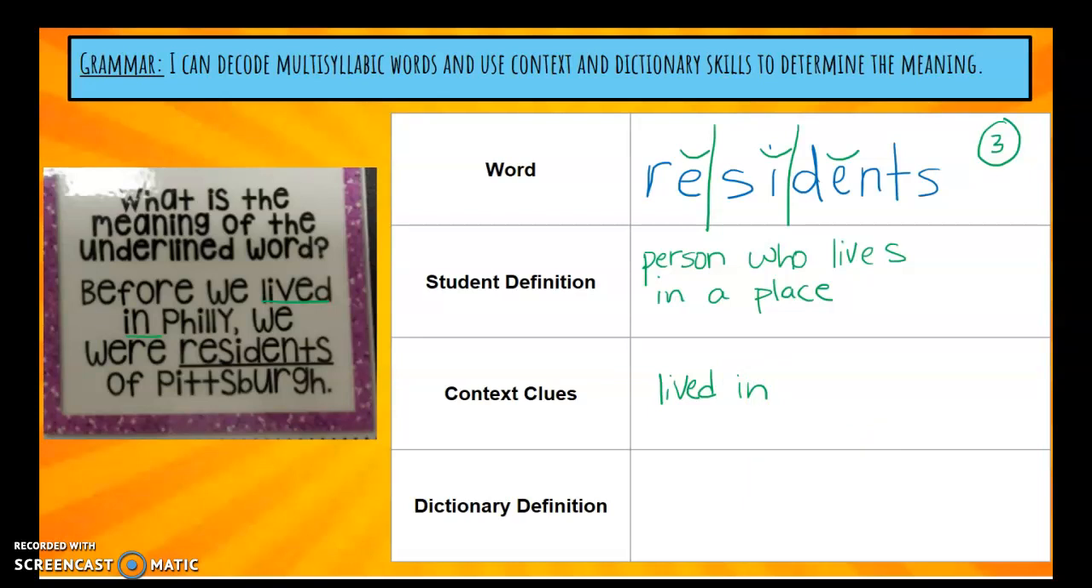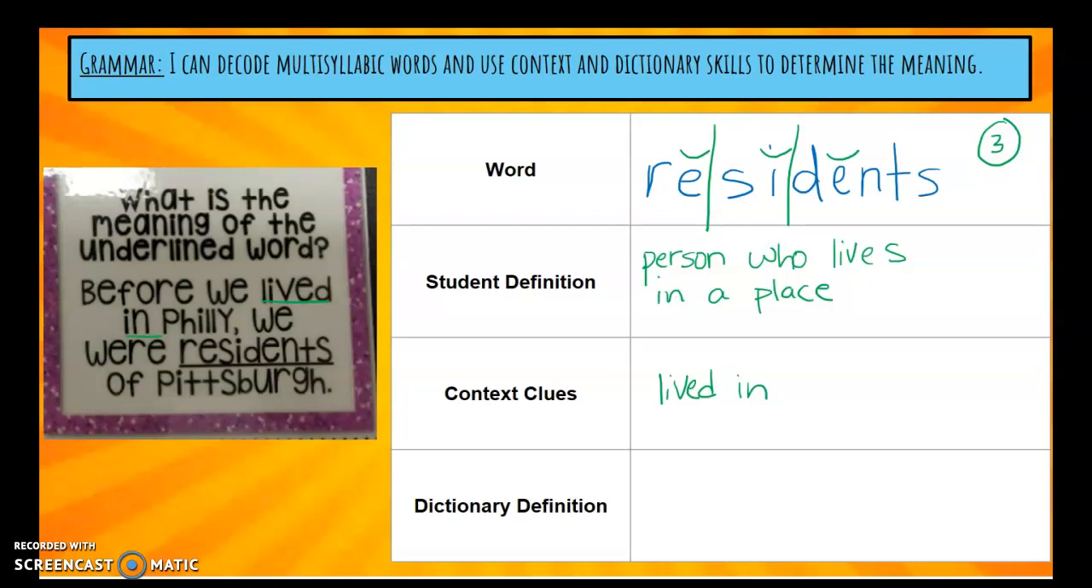I know you can't see me looking it up. If you have a dictionary, you can use one also. Otherwise, you can look it up online. But I'm going to look up the word resident. Remember, when you're looking in a dictionary, everything is alphabetical. So you need to find your R's first, and then find the R-E-S.